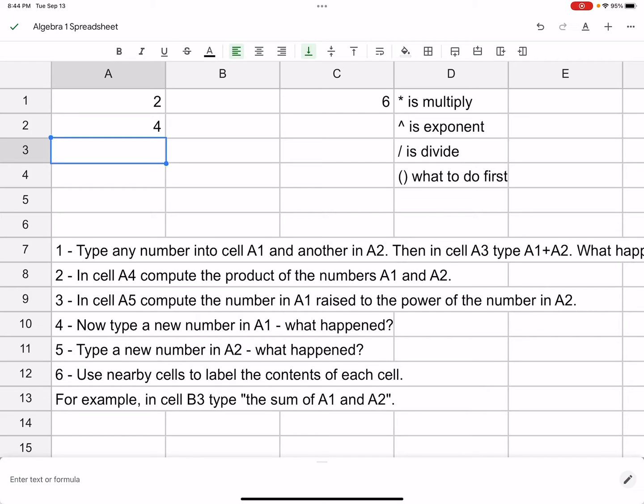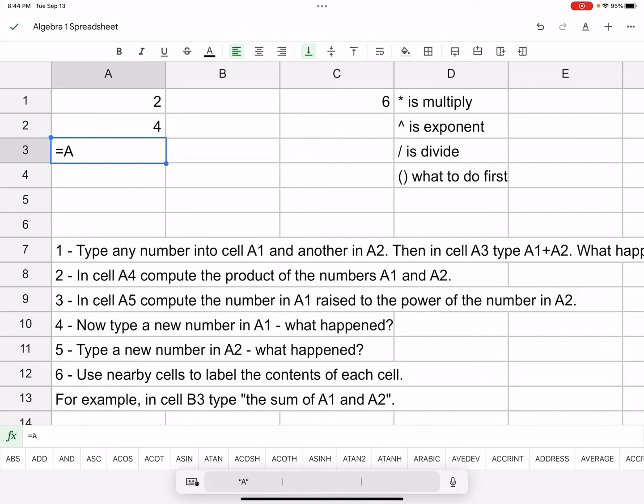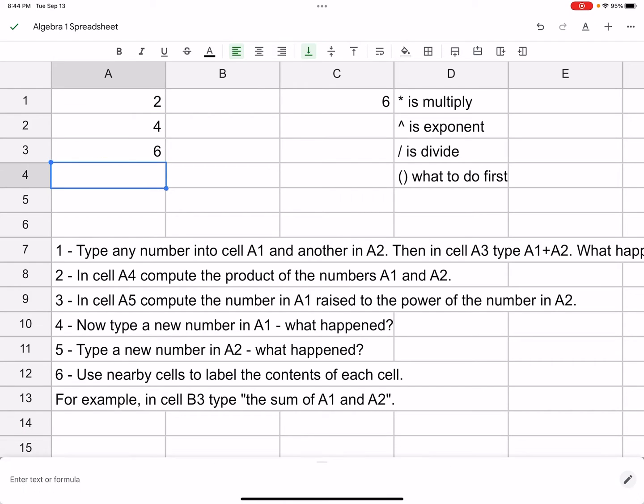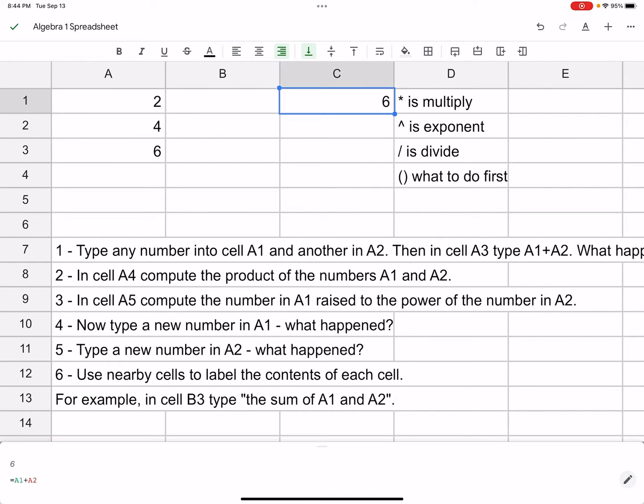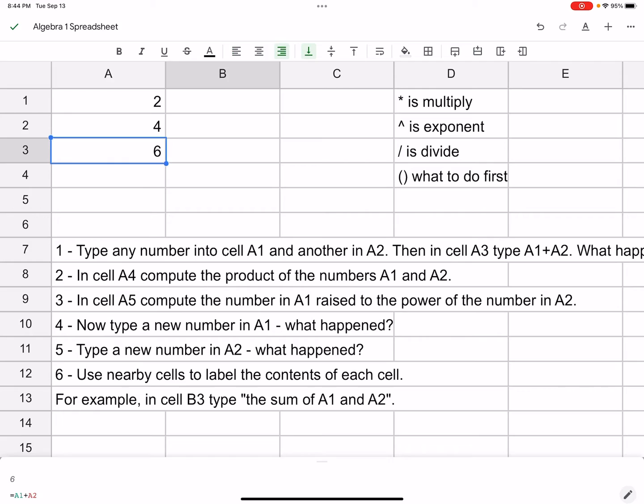Okay. So in cell A3 is where I have to do this, equals A1 plus A2. There we go. That's better. So I'm going to get rid of this guy right there and follow my own directions. So in A1, I wrote 2. In A2, I wrote another number, 4. And in A3, I did equals A1 plus A2.